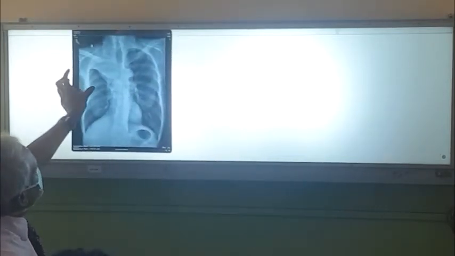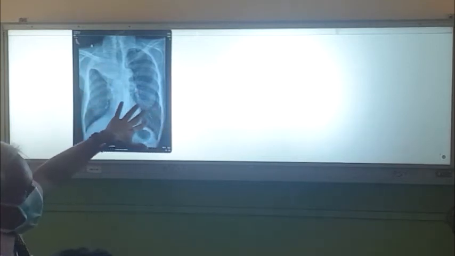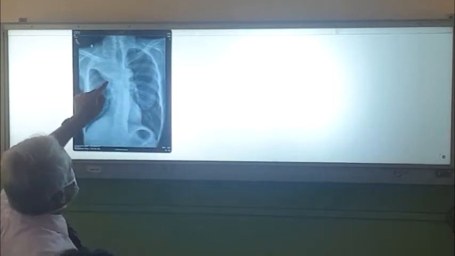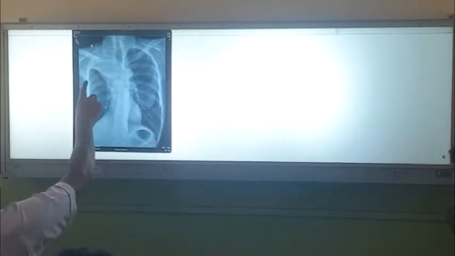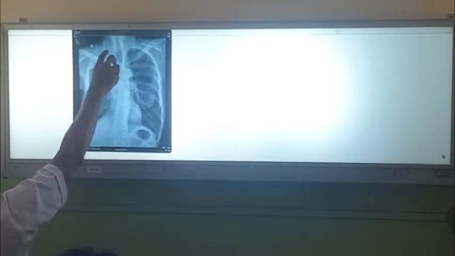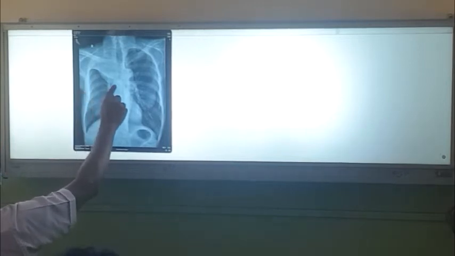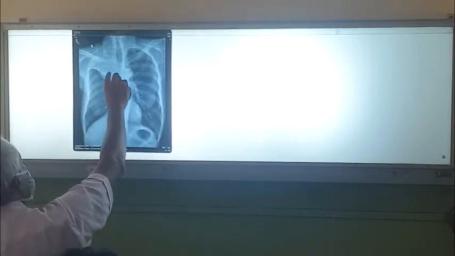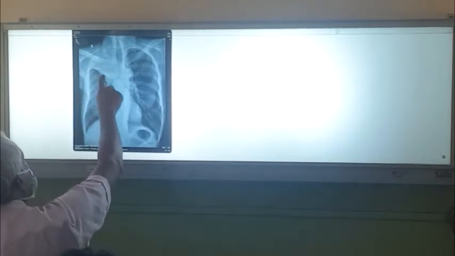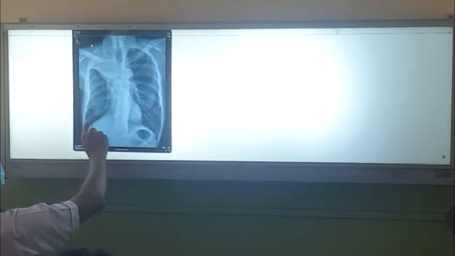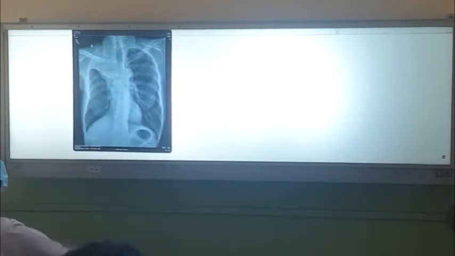So this is what happens in right upper lobe collapse. This is a mass lesion causing right upper lobe collapse. And this is the transverse fissure. It should be here, right? So because the right upper lobe is collapsing, this is the hypoinflated middle and lower lobe. So this is a collapsed right upper lobe.